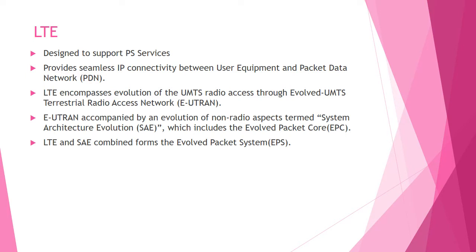So, what is LTE? In the third generation, we have the UMTS Radio Access Network, and from the third generation to the fourth generation, we have the Evolved UTRAN. Similarly, we have a core network, that is the UMTS core network, in the third generation. For the non-radio aspects, it is called System Architecture Evolution, which includes the Evolved Packet Core in the fourth generation. So combining LTE and SAE forms the Evolved Packet System.